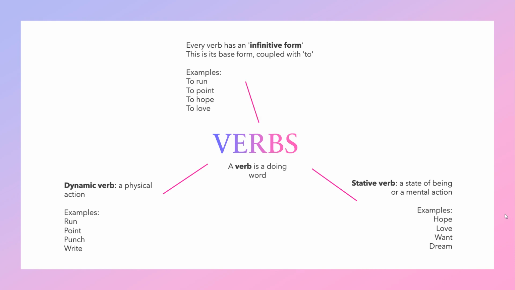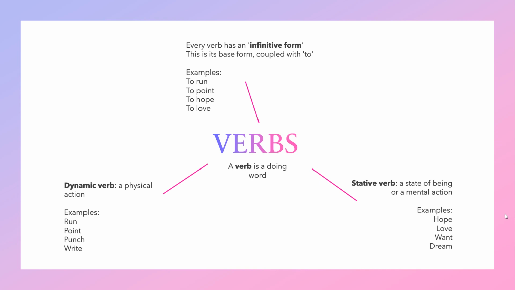Every verb has an infinitive form. This is it. This is the verb in its most simple form, coupled with to. So to run, to point, and you can do this with any verb. So to jump, to wish, to dream, anything like that.